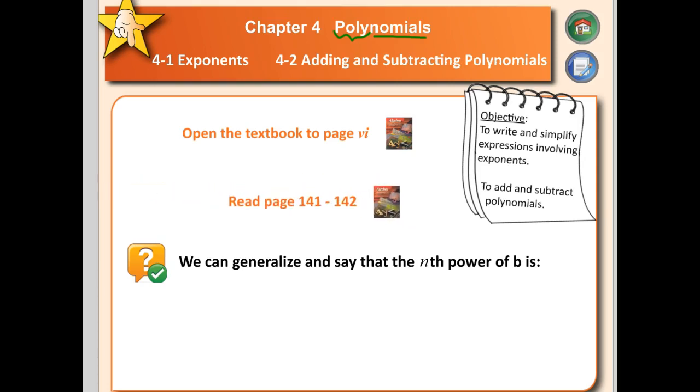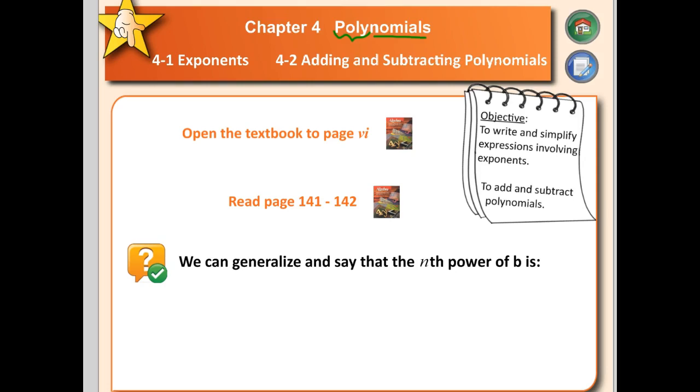Everybody turn in your book, and let's look on page 141 and 142 there at the beginning. Now, the whole objective of today's lesson is to write and simplify expressions involving exponents. And if you look there, they use the powers of 5 as an example. So it says the first power of 5, 5 raised to the first power. My exponent is a superscript, and that equals 5. They've got the second power of 5.